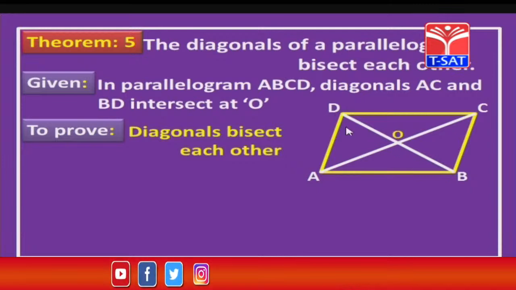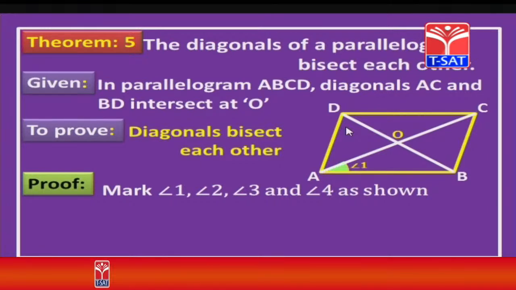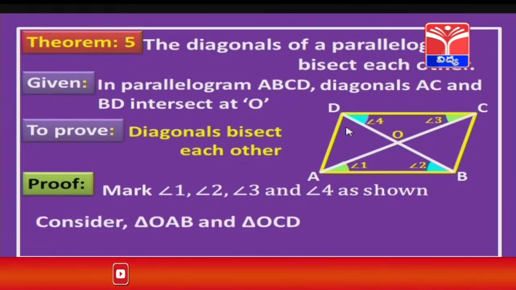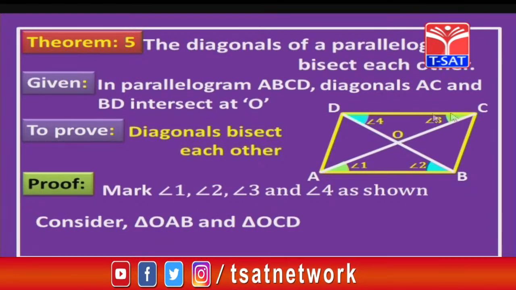Now, let us prove that, children. Let us mark these angles 1, 2, 3 and 4. As you can see on the screen, we are marking angle 1, angle 2, angle 3 and also angle 4. Okay, children. Consider triangles OAB and OCD. OAB, this triangle, and OCD, this triangle.